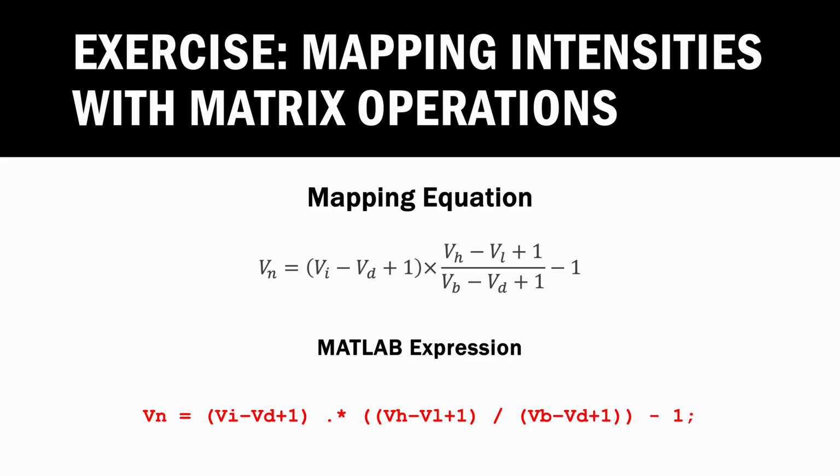In MATLAB, compute this in one step using element-wise multiplication. Vn equals Vi minus Vd plus 1, element-wise times the scale factor, Vh minus Vl plus 1, divided by Vb minus Vd plus 1, then minus 1. Use dot star, so the operation applies to every pixel in the array. This vectorized form is fast and avoids loops.